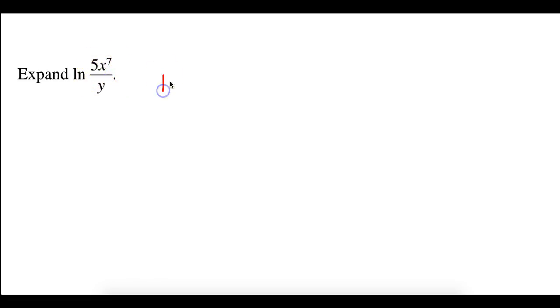We can break that down, using the quotient property, into the natural log of 5x to the 7th minus the natural log of y. That's the first thing. We can take it from a fraction and split it up into two different expressions. So that's using our quotient property. Now this second part, minus natural log of y, we can't simplify that anymore. So that's just going to stay as its own term at the end.